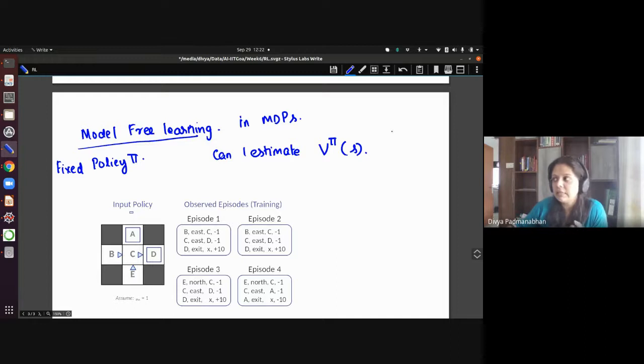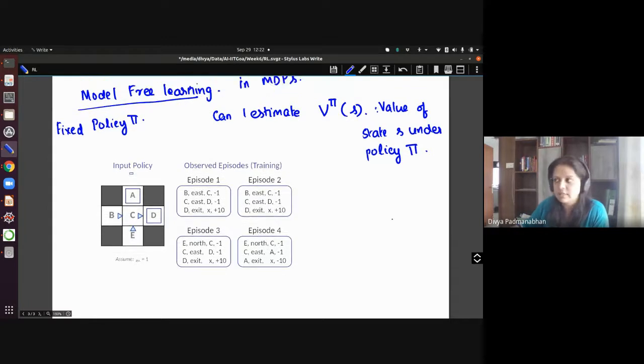Remember, V pi is the value of state S under policy pi. I want to somehow learn this number, but the issue is I don't have the transition probabilities. If I knew the transition probabilities, I would just use this equation: take the transition probabilities, times whatever reward you're going to get. But I don't have this number. So how should I estimate this?